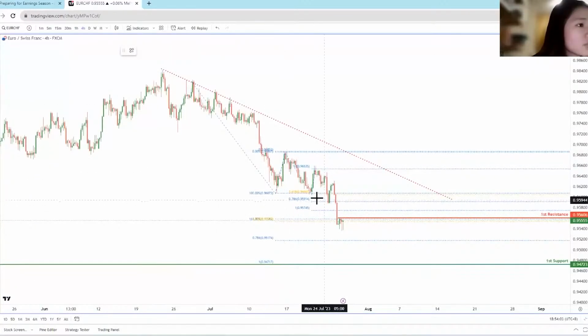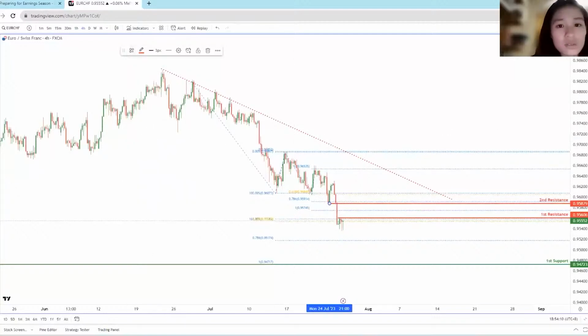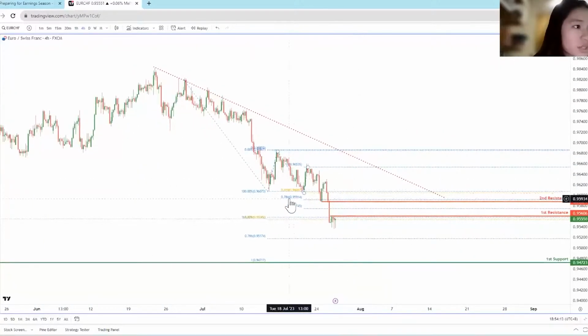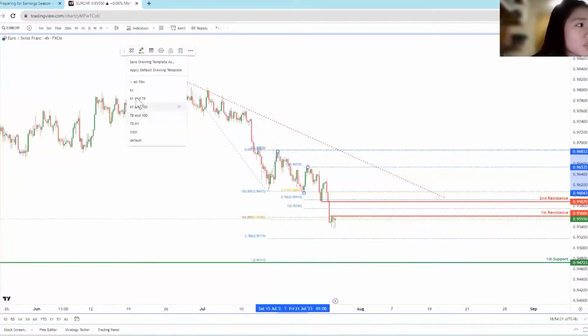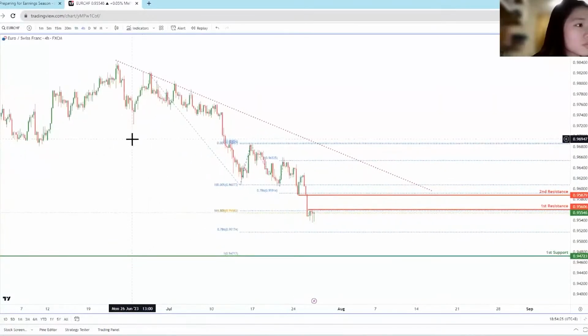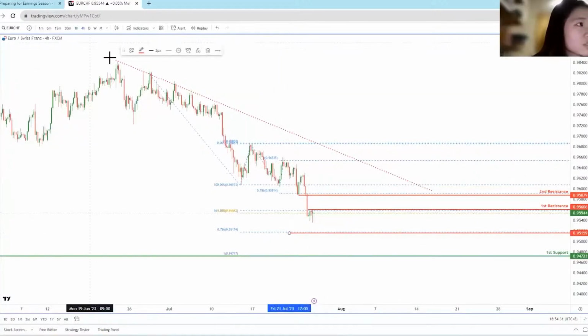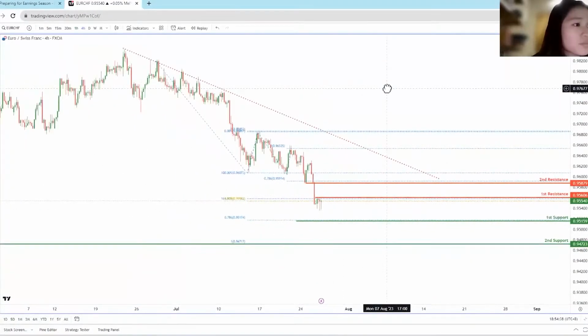Okay, I think this level over here will be my second resistance. Okay, in line with the 78.6 and also the swing low over here. Okay, I'm gonna add my first support over here. And then this will be my second support, just because it's a bit closer to where price is currently at.